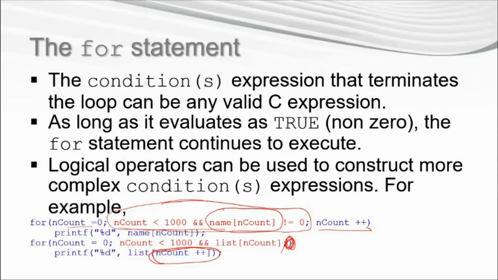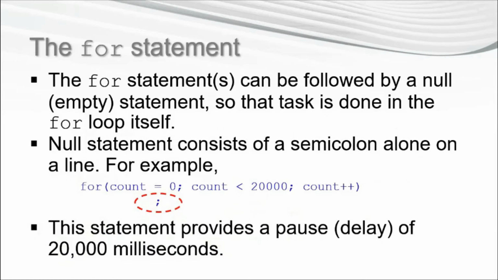In the condition statement inside the for loop, you can use any logical operators in order to construct more complex condition expressions. The next is, the for statement can be followed by a null or empty statement, so that the task is done inside the for loop only. A null statement consists of a semicolon alone on a line.